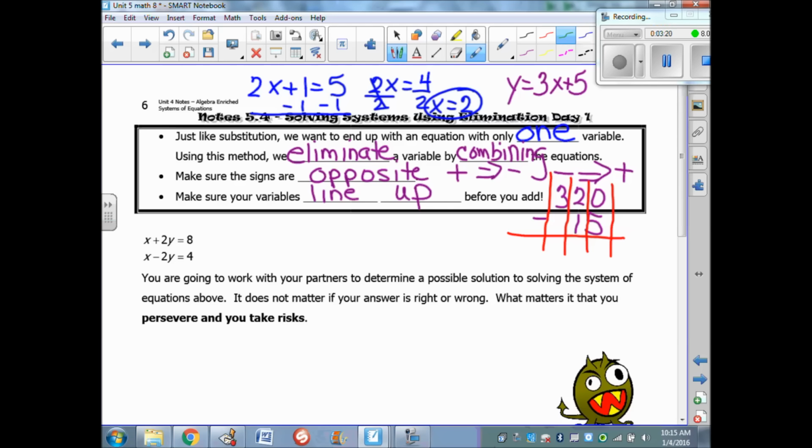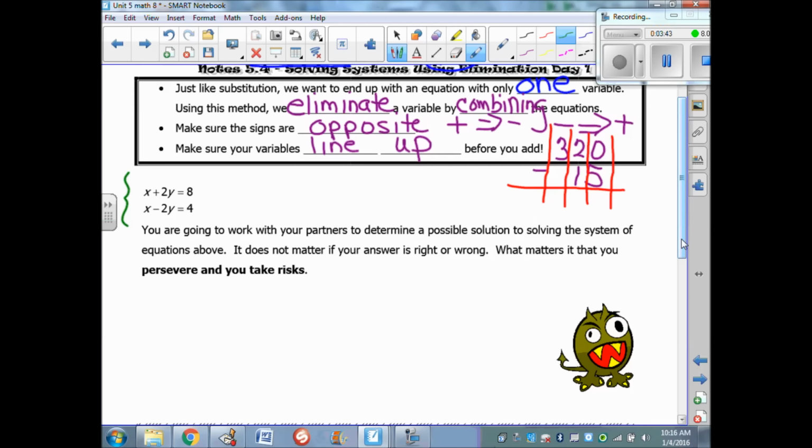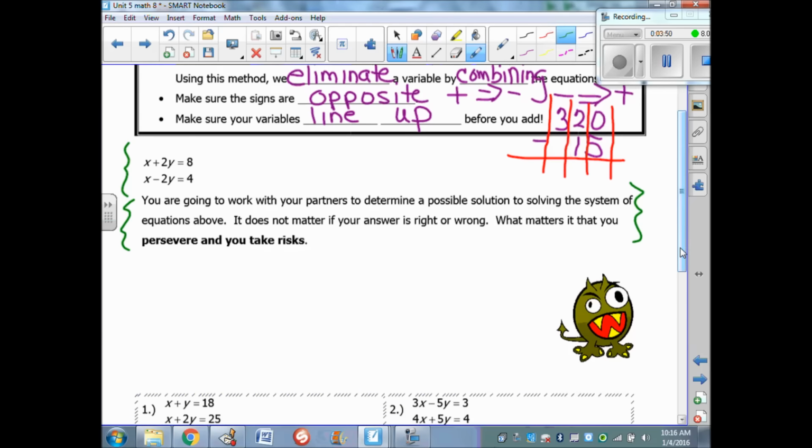My system here is x plus 2y equals 8 and x minus 2y equals 4. It says you are going to work with your partners to determine a possible solution to solve the system of equations above. It does not matter if your answer is right or wrong. What matters is that you persevere and take risks. This is talking about when you're working with your problem sets, with a partner or your groups. The biggest thing is that you're going to stick with it. You're not just going to throw up your hands and give up.